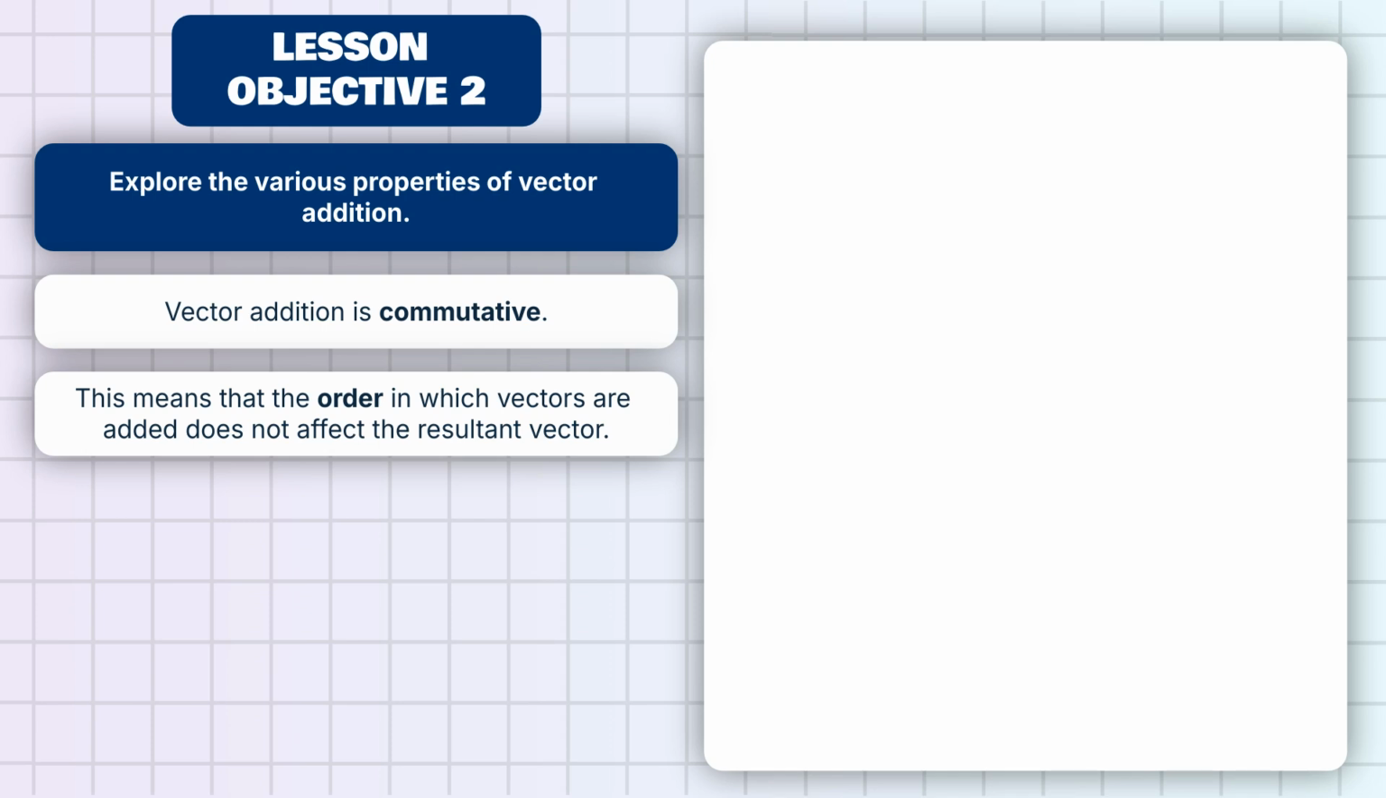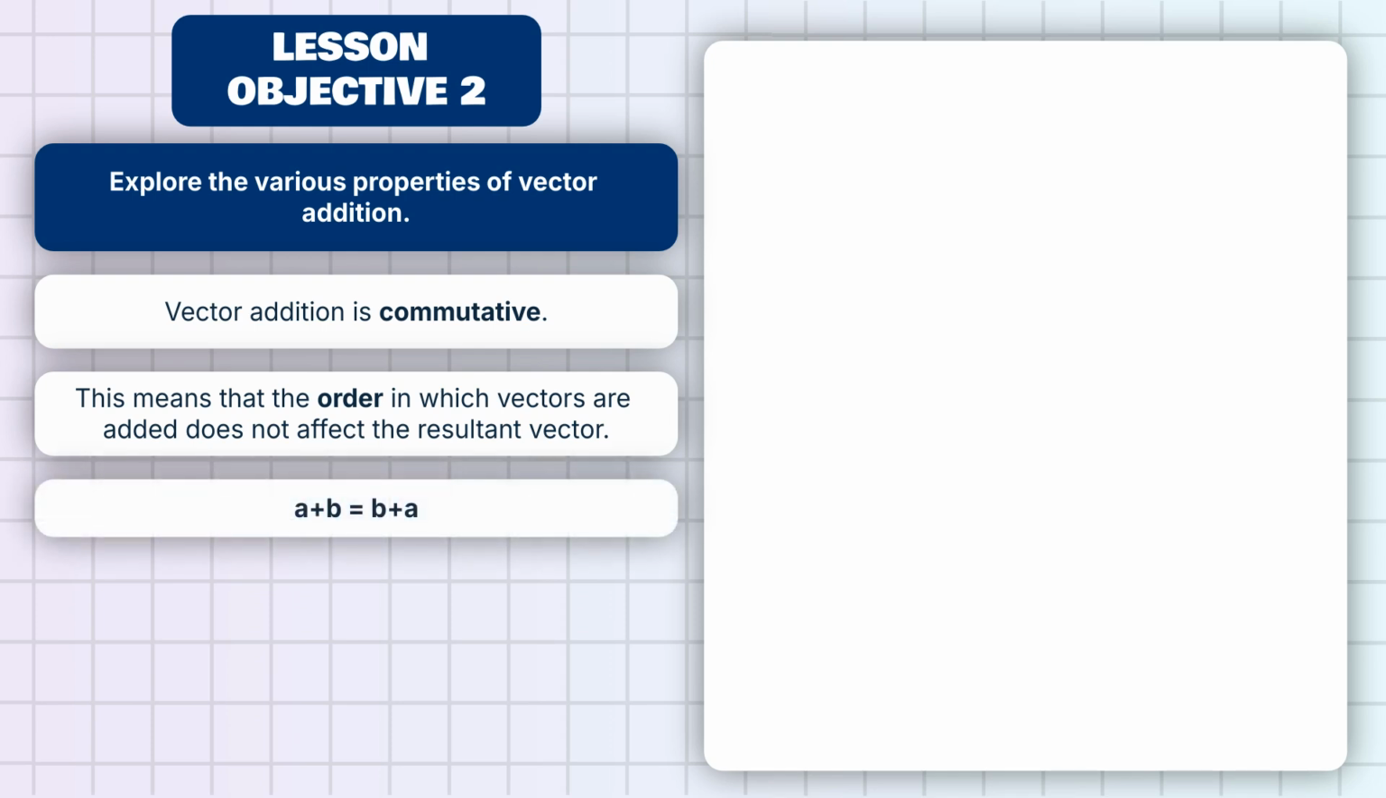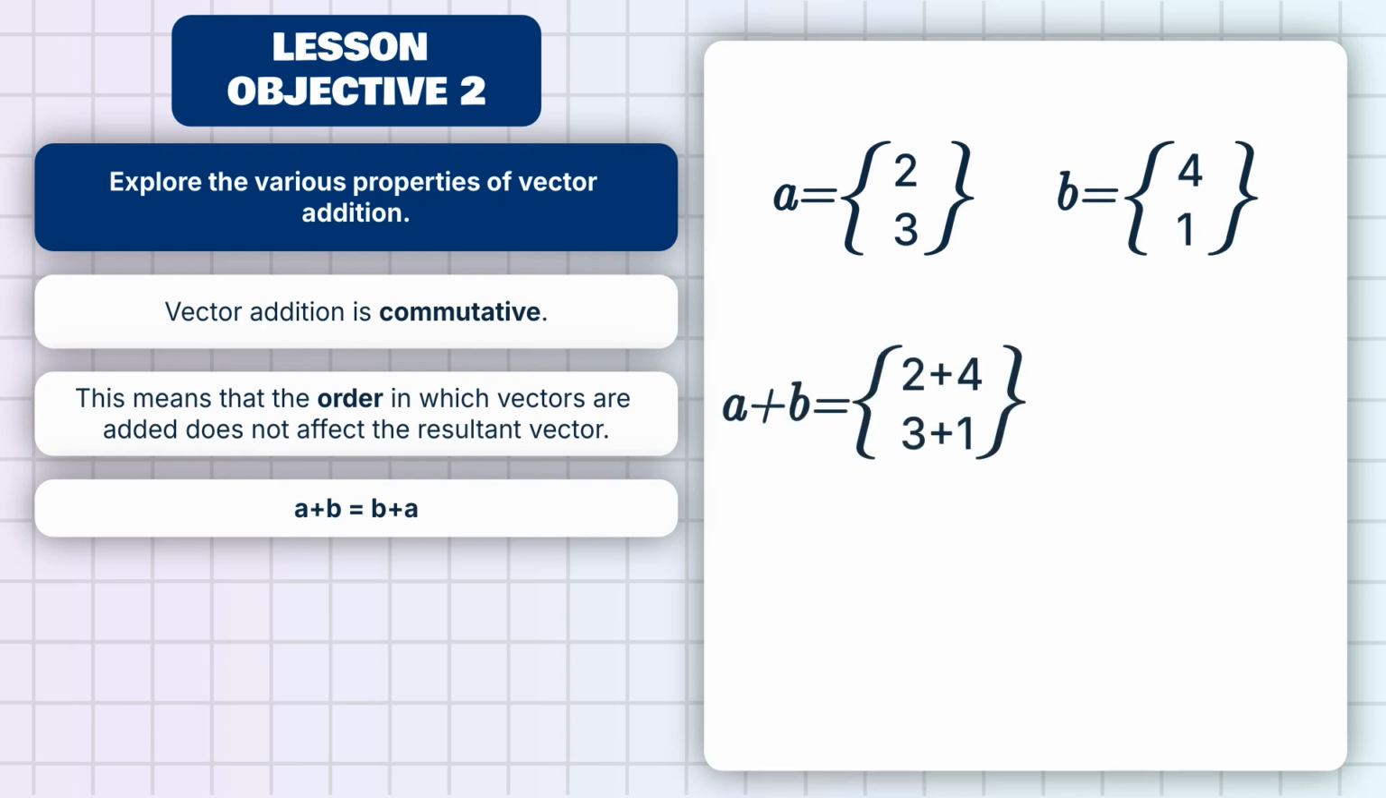Mathematically, we can describe this as a plus b equals b plus a. For example, let's use the vectors a equals 2 over 3 and b equals 4 over 1. If we use the analytical method to calculate a plus b, we would add 2 and 4 to find our new top number, and then we would add 3 and 1 to find our new bottom number. This gives us a plus b equals 6 over 4.